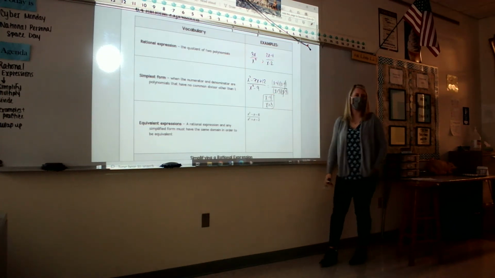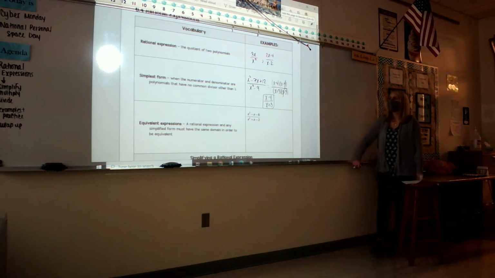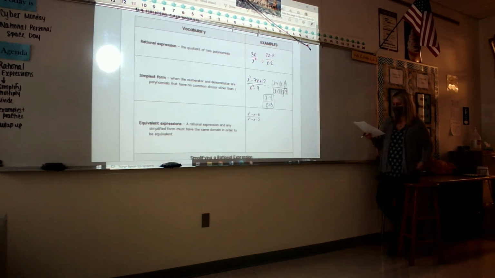We're going to be doing a lot of that today. A lot of factoring, a lot of canceling like terms, and going from there. But if you can do that one, basically you can do every problem from here on out, because that's what they're all based off of. Equivalent expressions are rational expressions in any simplified form that have the same domain in order to be equivalent.